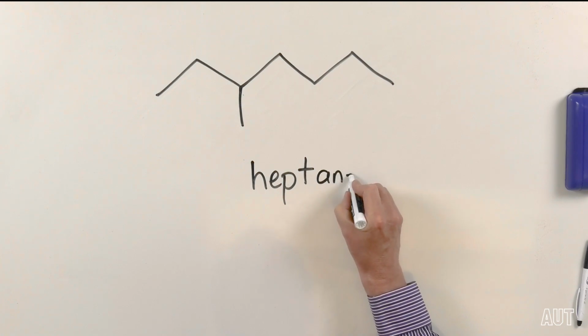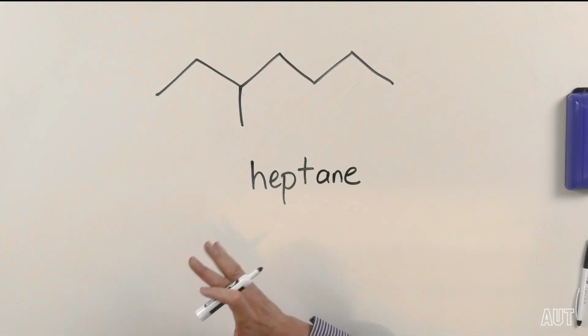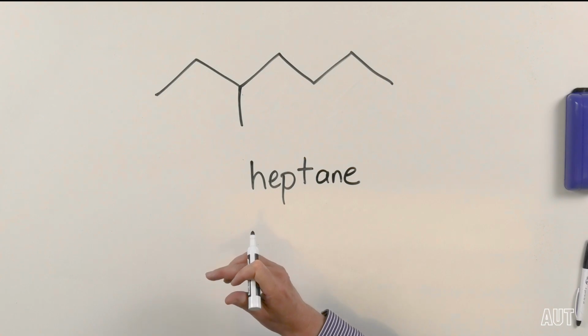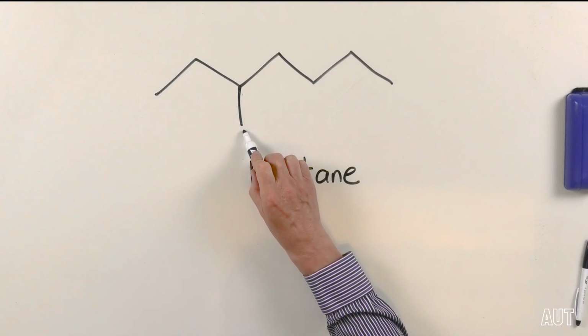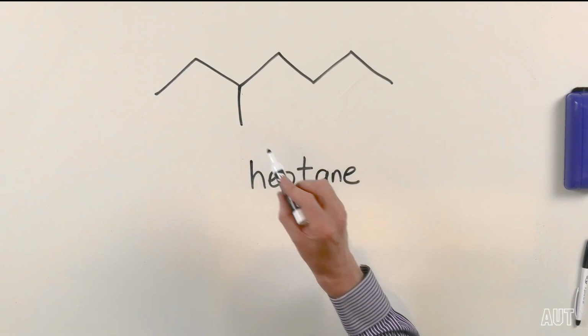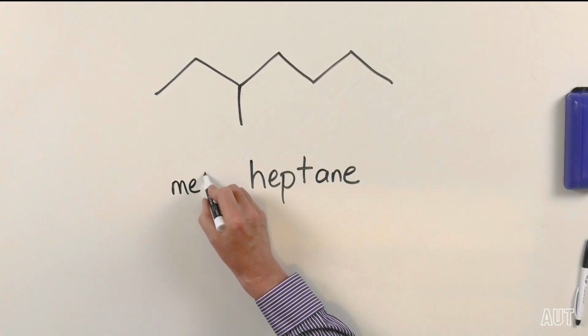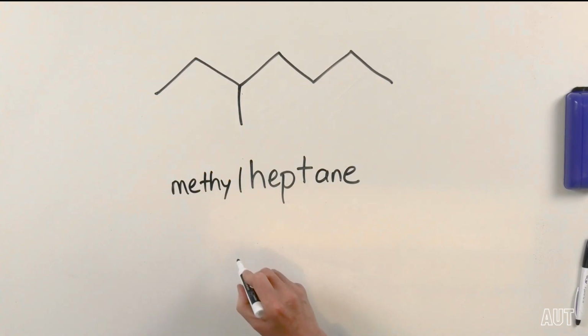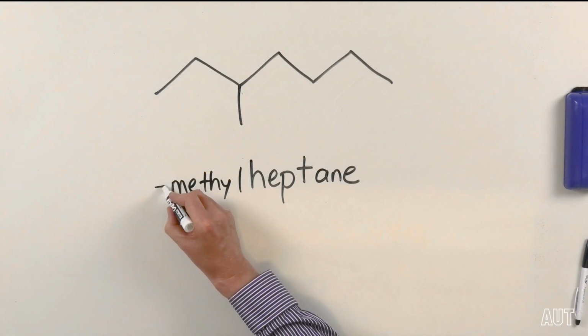Next thing, all of the bonds are single. So therefore, we're going to have ANE as our suffix. Do we have a substituent? Yes, we do. What is the substituent? This is a CH3. This is a methyl substituent. So therefore, let's include that in the name then, methyl heptane. And the last thing that we're going to have to do is say, where is the substituent? Where's it located? And here is where things get a little bit interesting.